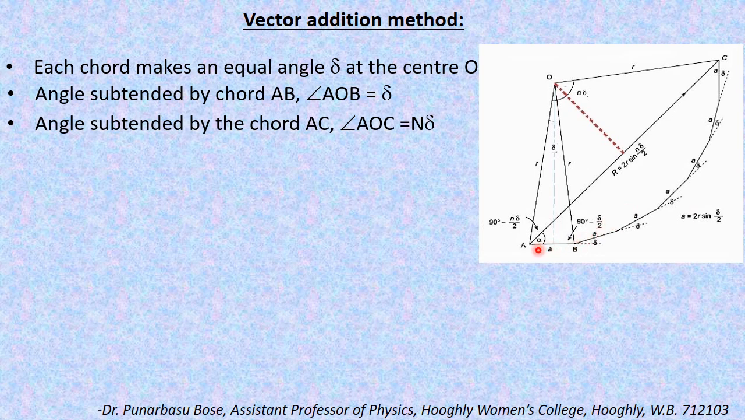So this blue perpendicular bisects AB into half, and the red perpendicular bisects the resultant vector R into half, and it also bisects the angle. The red one bisects the angle n delta into equal halves, and the blue one bisects the angle delta into equal halves.